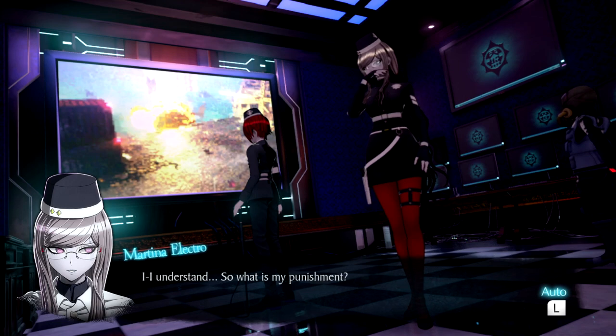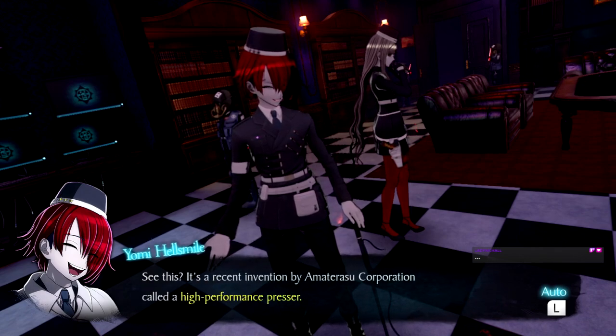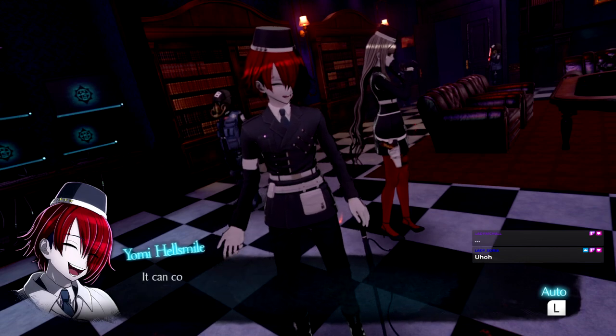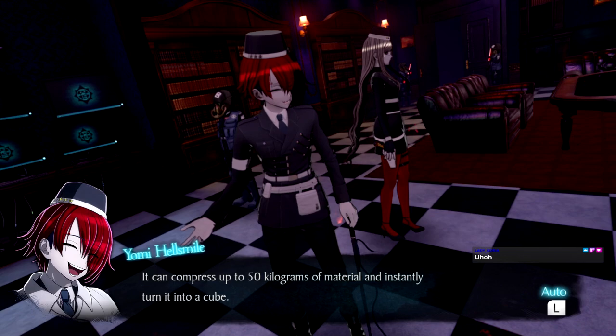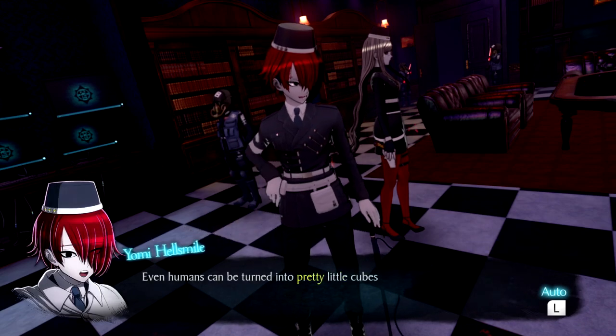I understand. So, what is my punishment? See this? It's a recent invention by Amaterasu Corporation called a high-performance presser. It can compress up to 50 kilograms of material and instantly turn it into a cube. Even humans can be turned into pretty little cubes.